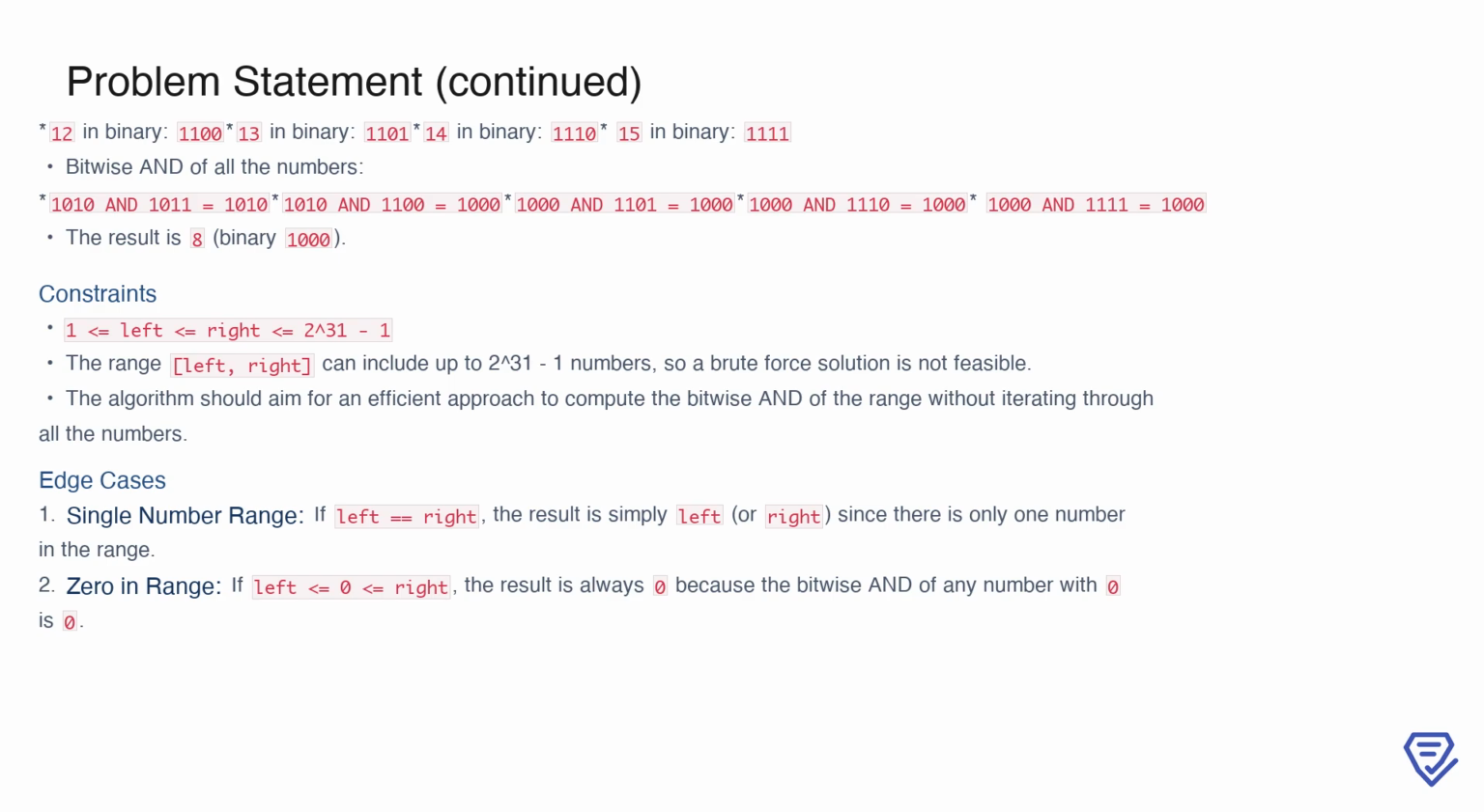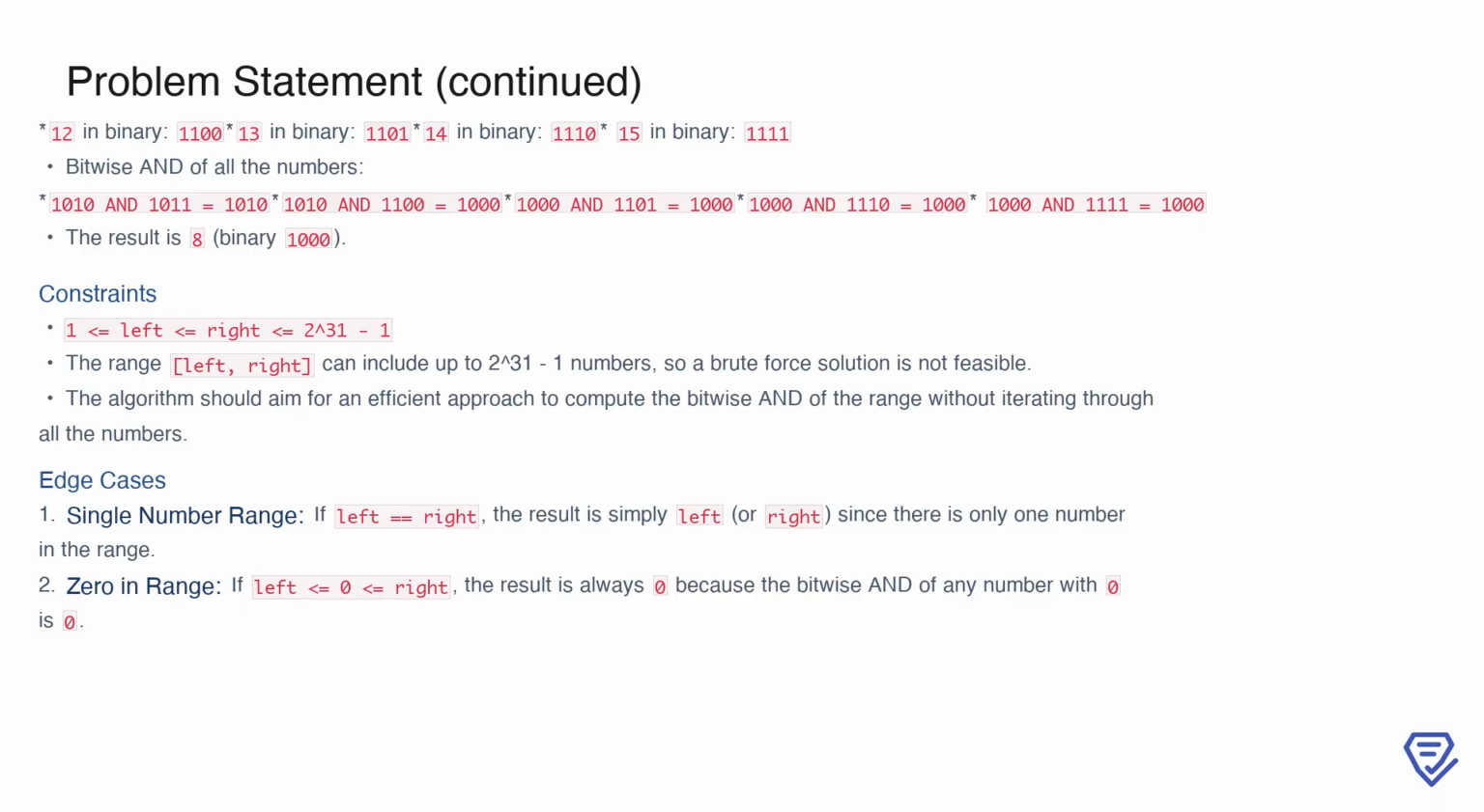Next, we AND this result with 1100, resulting in 1000. Continuing, 1000 AND 1101 is 1000, and so on through the remaining numbers. The final result remains 1000, which is 8 in decimal. This demonstrates how the AND operation progressively eliminates bits as the range increases.